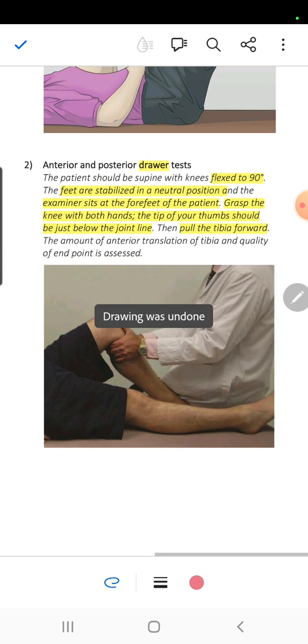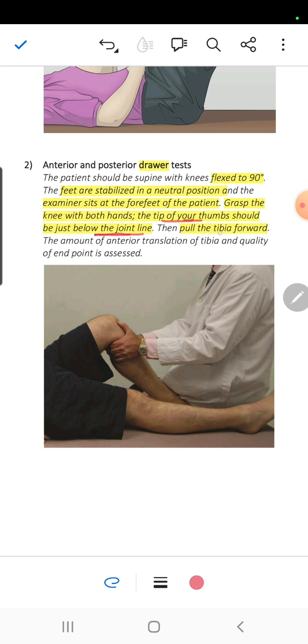Now anterior and posterior draw test. With the patient in supine position, the knee should be flexed 90 degrees, and the feet are stabilized in a neutral position. We have to sit at the forefeet of the patient, grasp the knee with both hands, with the tips of your thumbs just below the joint line, then pull the tibia forward. The amount of anterior translation of the tibia and quality of endpoint can be assessed.